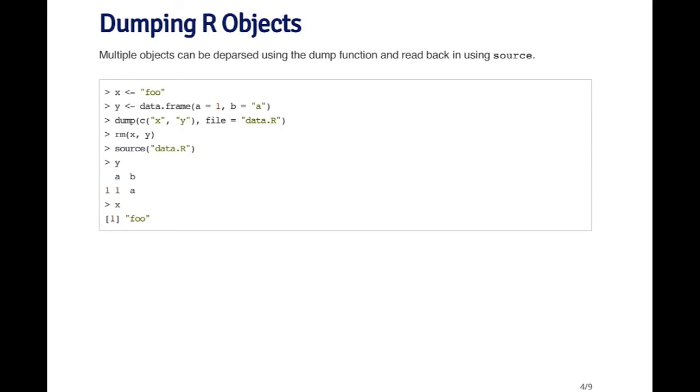The dump function is a lot like dput. However, the difference is that dput can only be used on a single R object, whereas dump can be used on multiple R objects. What you pass to dump is a character vector which contains the names of the objects. So here I've created two objects, one called X, the other called Y, and what I pass to dump are the names of those objects. The names are X and Y, and I give it a file that I want to store the objects in, and then I can remove them if I want to. To read those objects back into R, I can call the source function on that file, and you'll see that the Y object and the X object have been reconstructed.